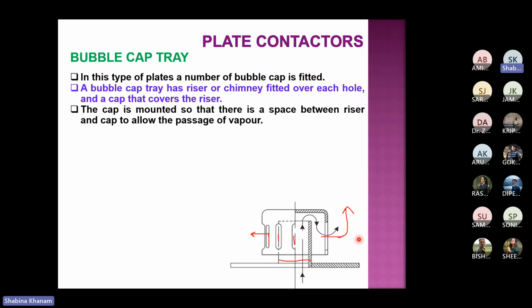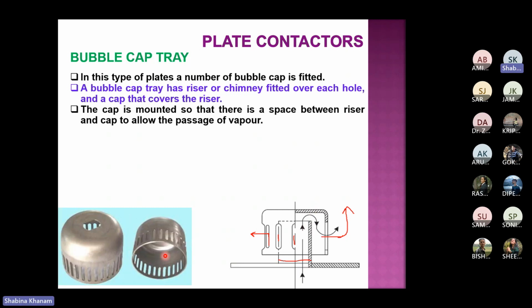The cap is mounted so that there is a space between riser and cap to allow the passage of vapor. As you can see over here, there must be a gap between cap and riser. In this way you can imagine the cap; these are nothing but the cap. Some vapor moves upward and some vapor moves through these holes and converts into small bubbles, and those bubbles interact with the liquid.